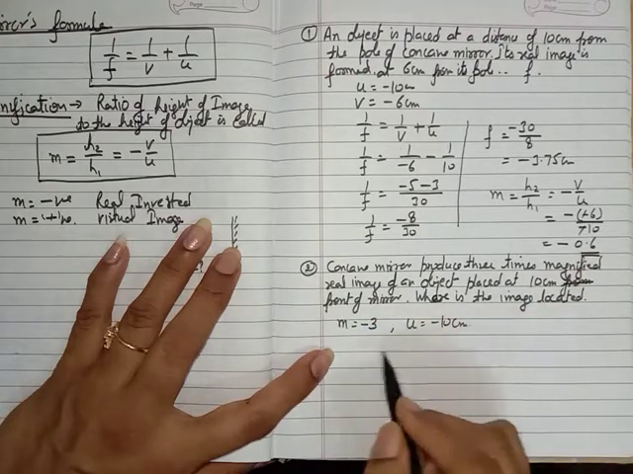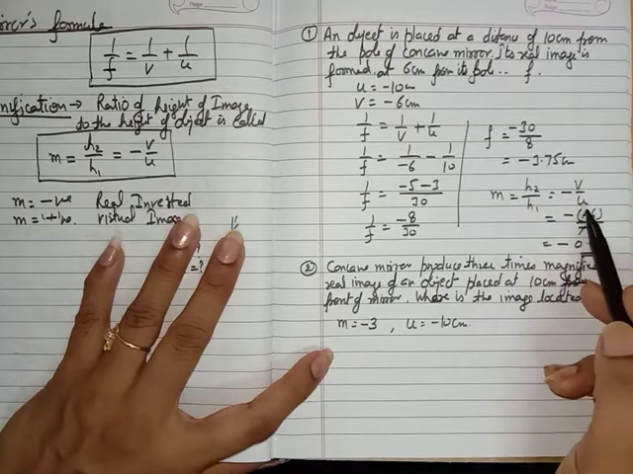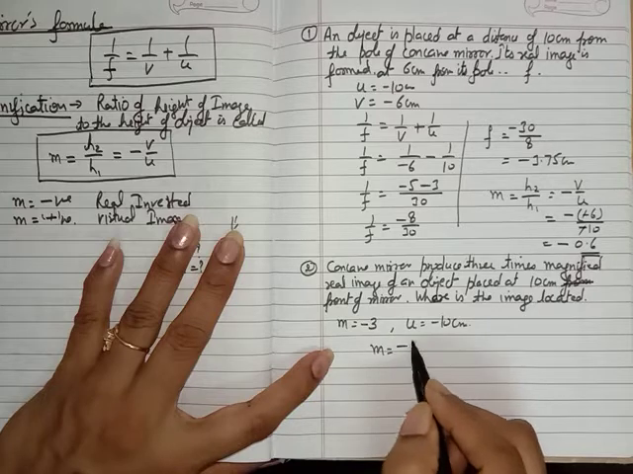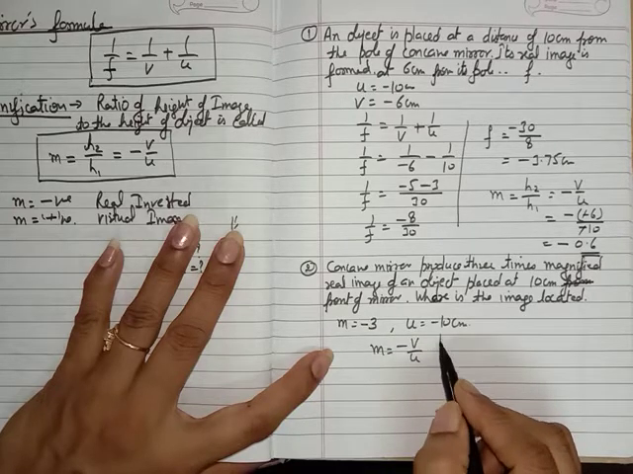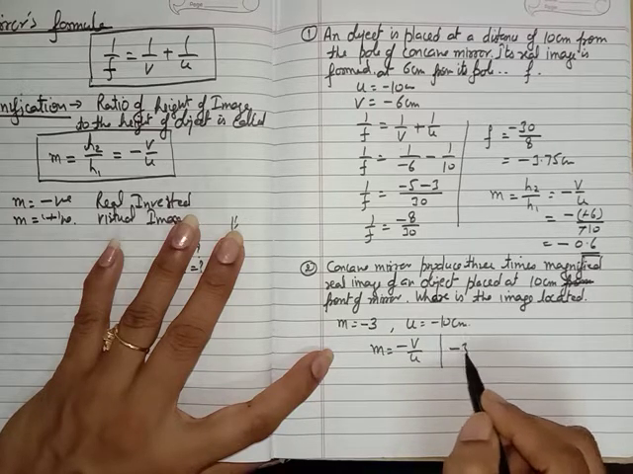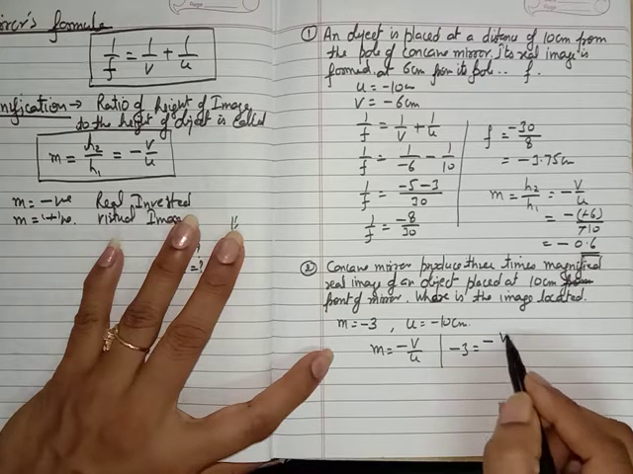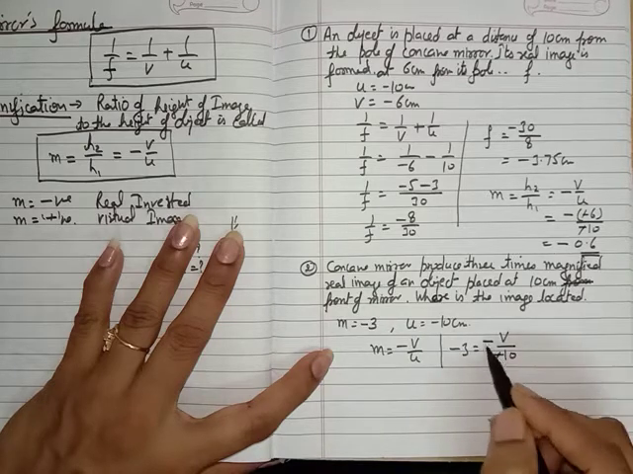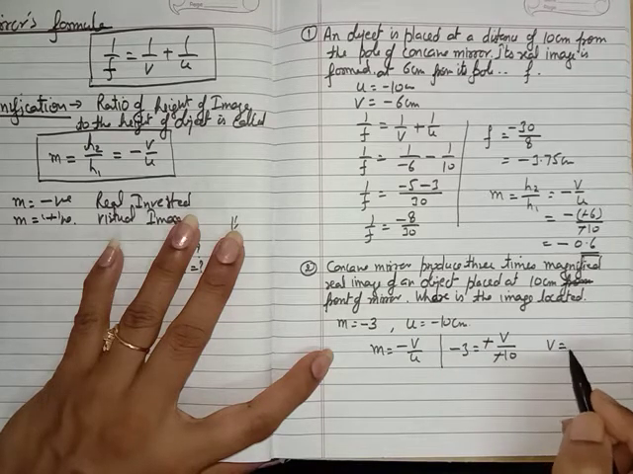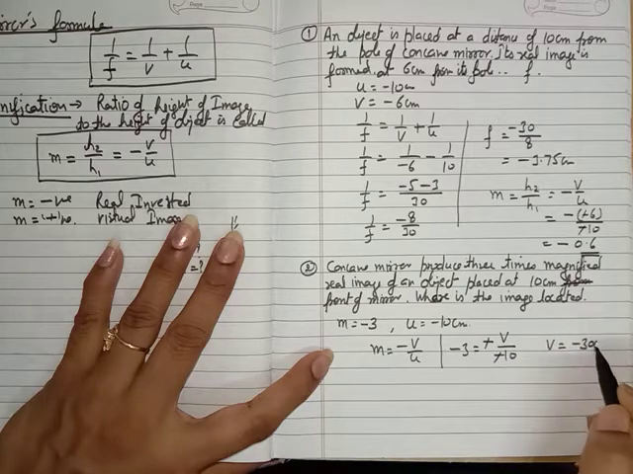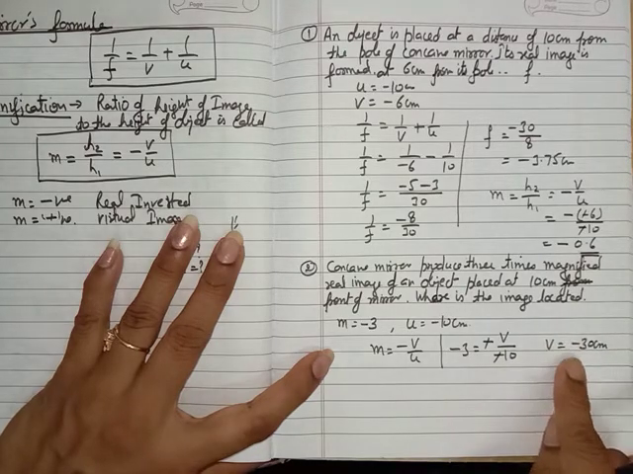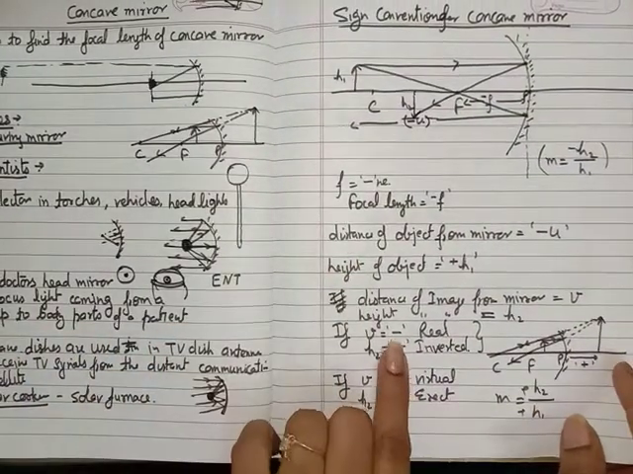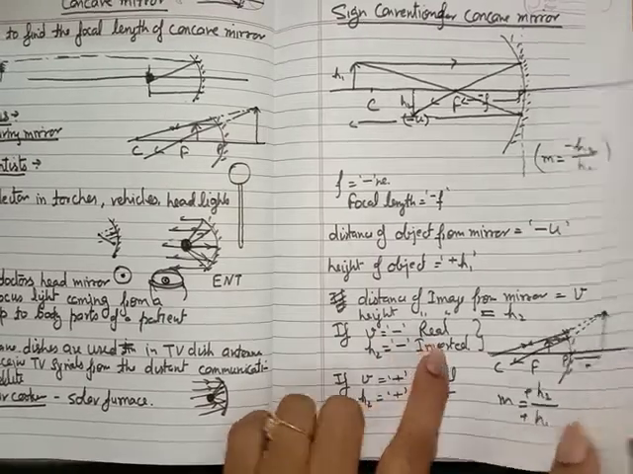So we know the relation between m, v and u. Magnification is equal to minus v upon u, and we have to put in the values with their signs. Magnification is minus 3 is equal to minus v, we don't know the value of v, and u is minus 10. Cancel it. So we find the value of v is 30 centimeter, minus 30 centimeter. The minus sign shows that the image is real. I have explained that the negative sign of v shows that it is a real image.